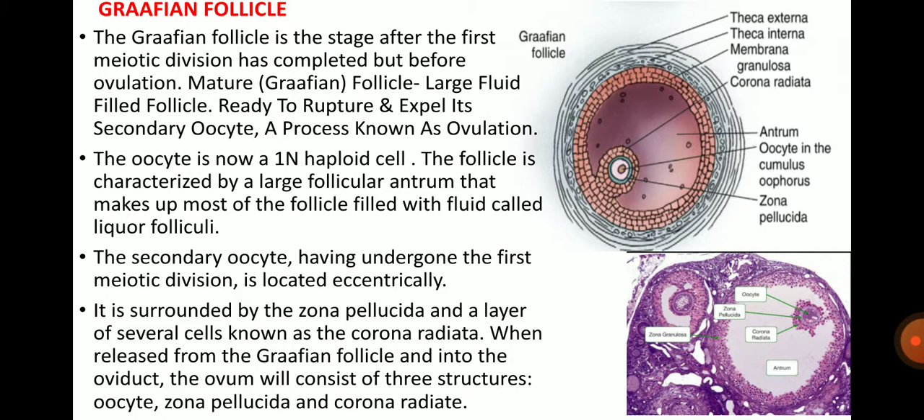Fine, you can just have a look at the labelings when I keep explaining to you about this diagram. Then the whole structure as such you can just keep describing. Then this oocyte as such is surrounded by a layer which is called a zona pellucida and a layer of several cells which are known as the corona radiata. When released from the Graafian follicle and into the oviduct, the ovum will consist of three structures, that is the oocyte, the zona pellucida and corona radiata.